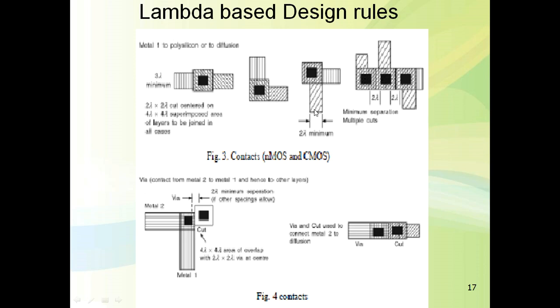So here it is the connection between p diffusion and metal 1. So this is 2 lambda width, this is 3 lambda width, and there is a connection, they are 90 degrees to each other, and this is contact cut, it is 2 lambda by 2 lambda, and the superimposed area is extended from the contact cut 1 lambda on each side. Okay, so that it will form 4 lambda by 4 lambda. So minimum separation between the different contact cuts is 2 lambda. This is 2 lambda, this is 2 lambda, this is 2 lambda.